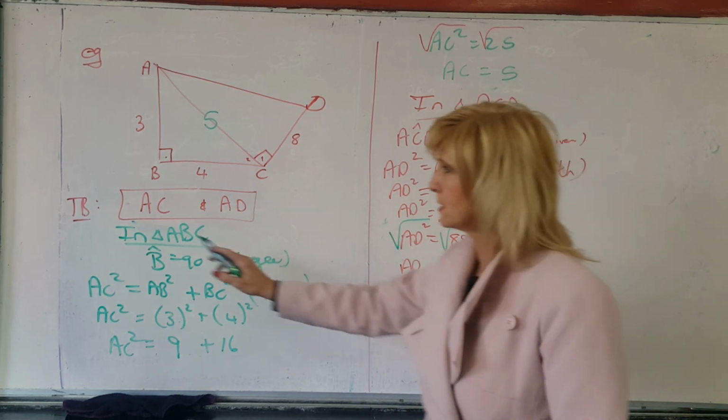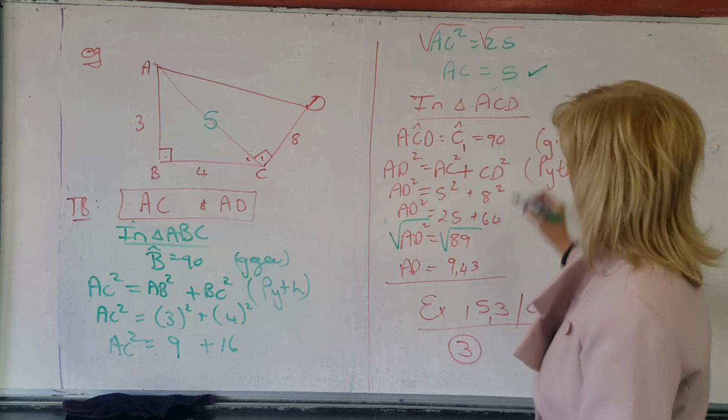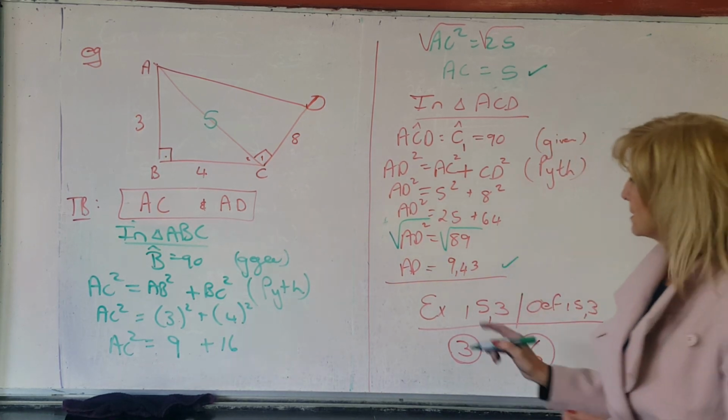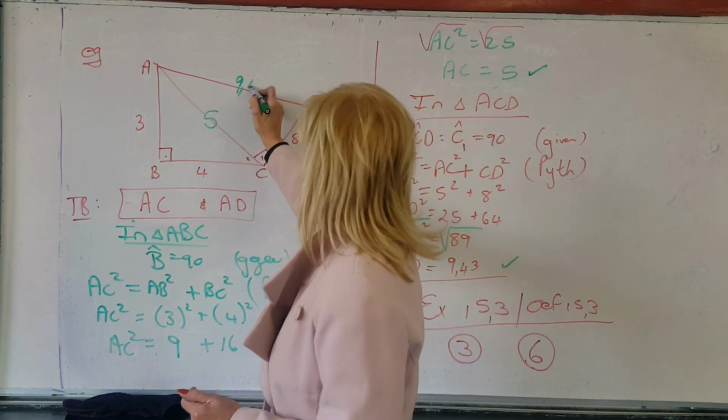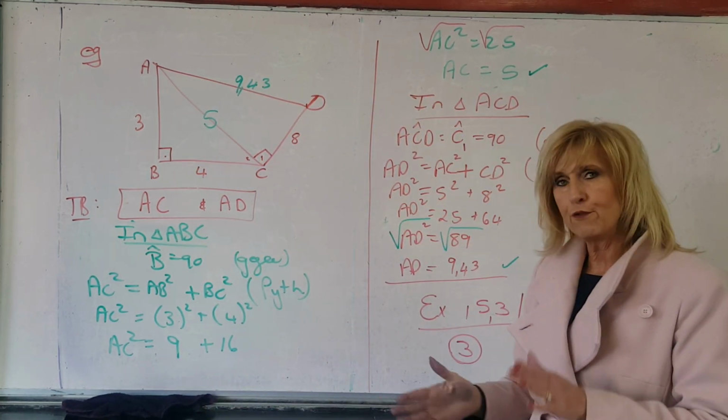The question was to prove AC, AD. I got AC, I got AD. Am I finished with my sum? I've got everything that they asked before. I'm working out sides.